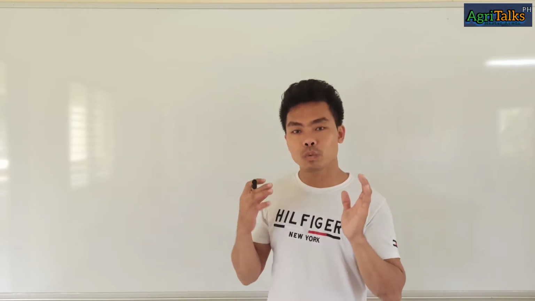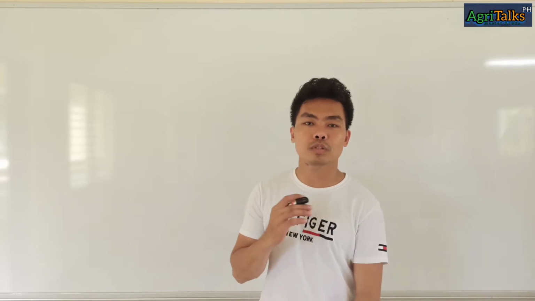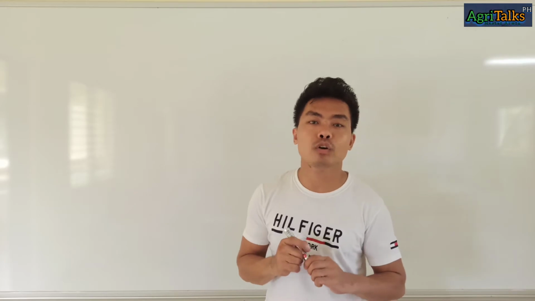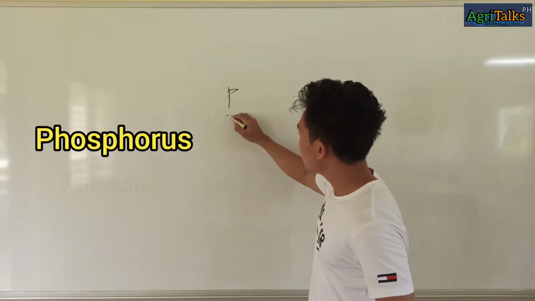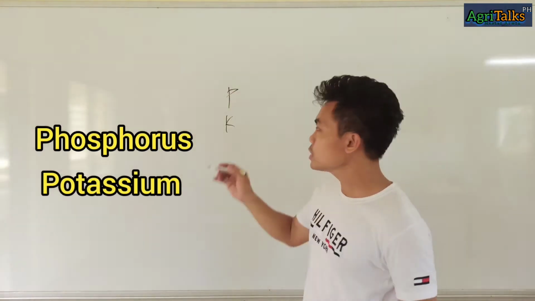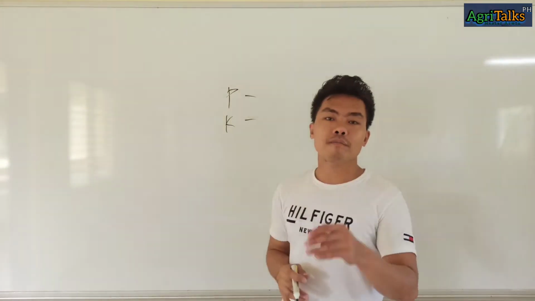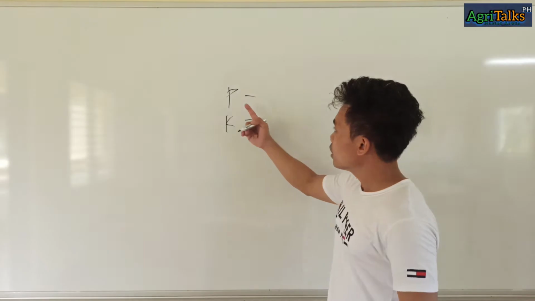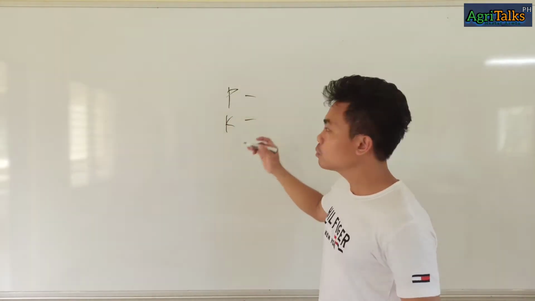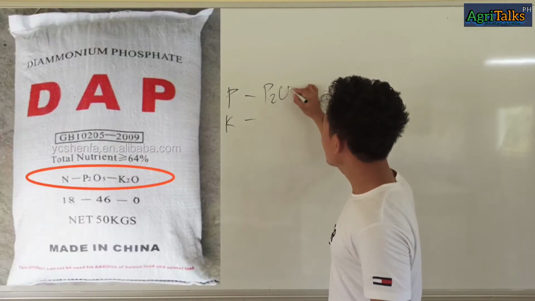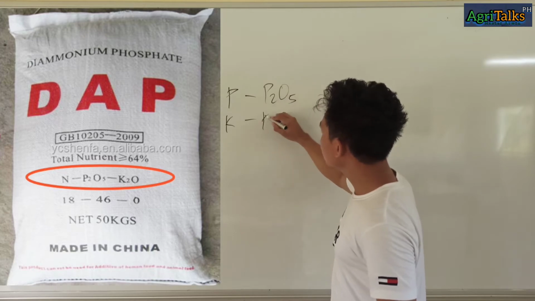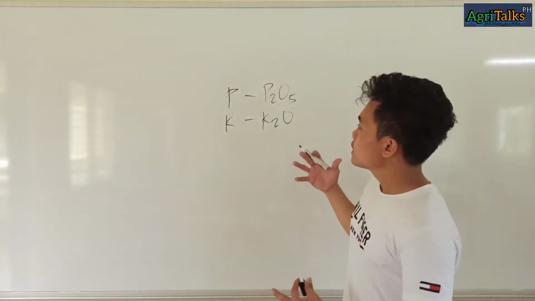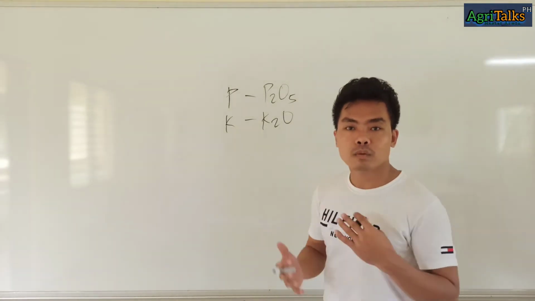Okay, so we will start with the computation. Now we will focus particularly on phosphorus and potassium. The ionic forms present in our fertilizers for phosphorus and potassium are in the form of P2O5 and K2O. Okay, so let's discuss one by one.